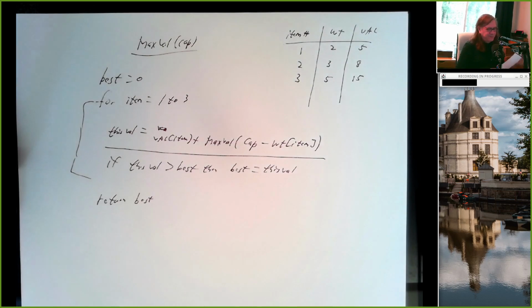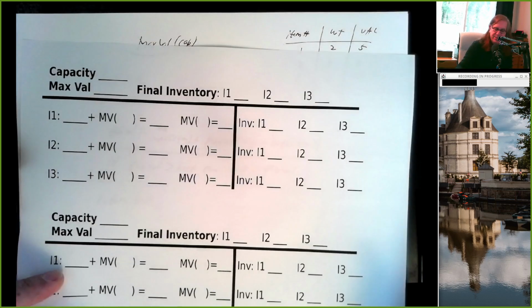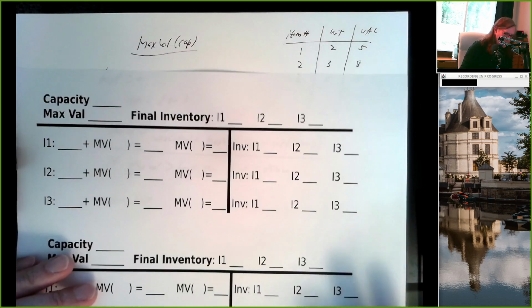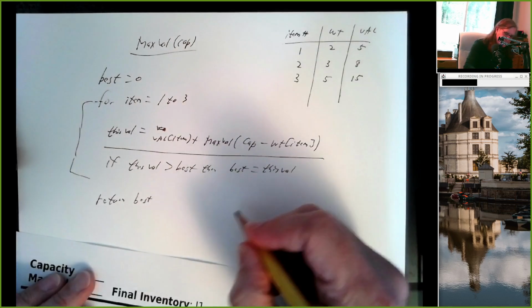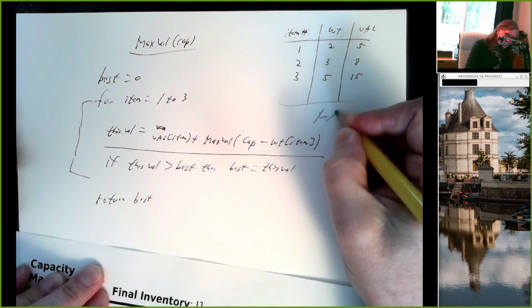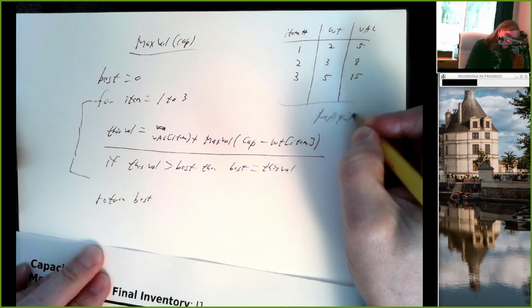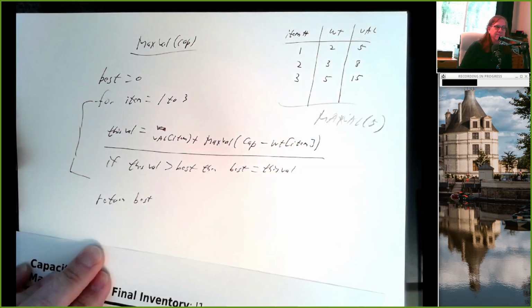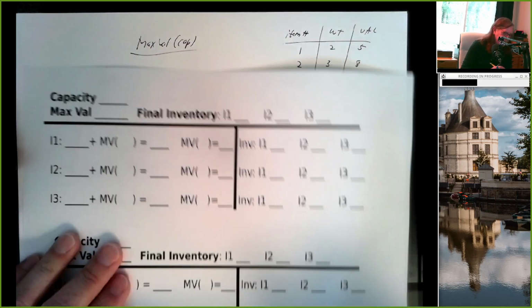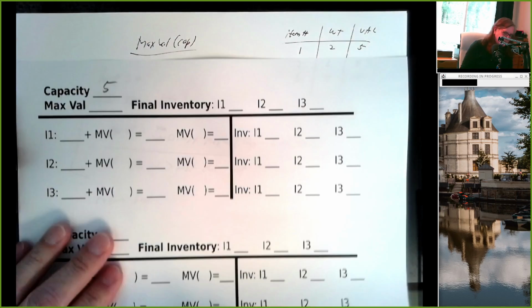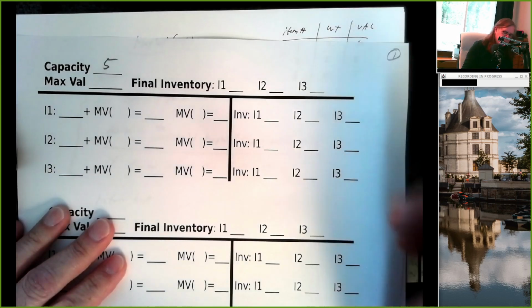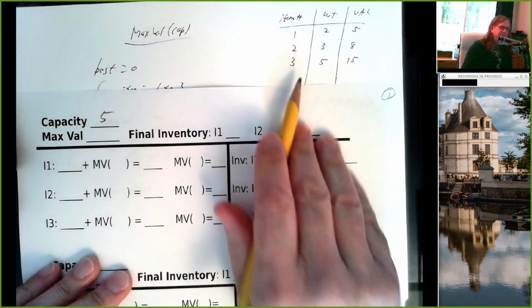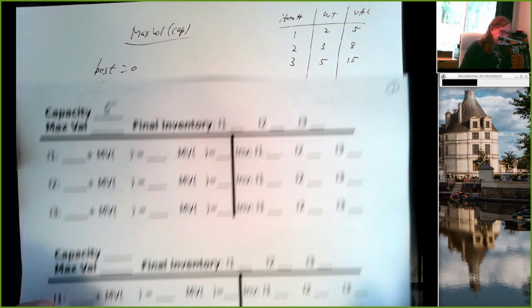So if we spec this out, let's solve our maxval problem using this. Let's find maxval of 5. So our capacity is 5, and we want to find the maximum value. So this will be page 1. And we'll have to remember this inventory of items. We'll go back to it periodically.